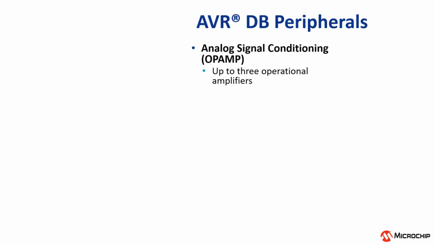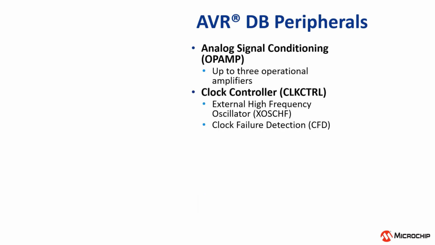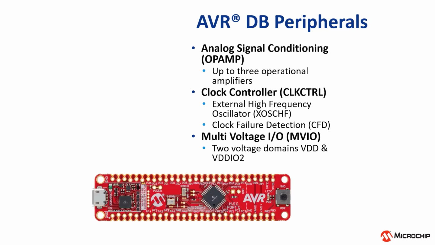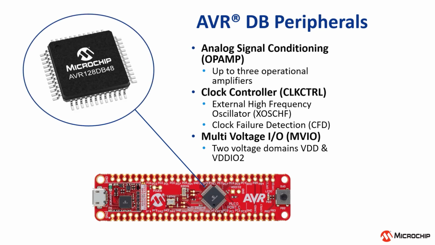The training will cover the analog signal conditioning peripheral, also known as op-amp, the new feature of the clock control, such as external high-frequency oscillator and clock failure detection, and the new multi-voltage I/O peripheral, allowing the AVR to operate on 2 different voltage domains. For all these assignments, the AVR128DB48 Curiosity Nano evaluation kit will be used. The kit includes a high-frequency oscillator and the possibility to power the AVR on 2 different power domains.